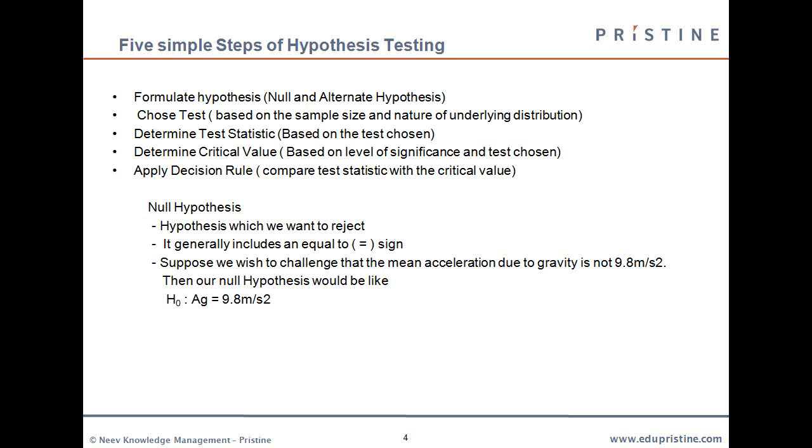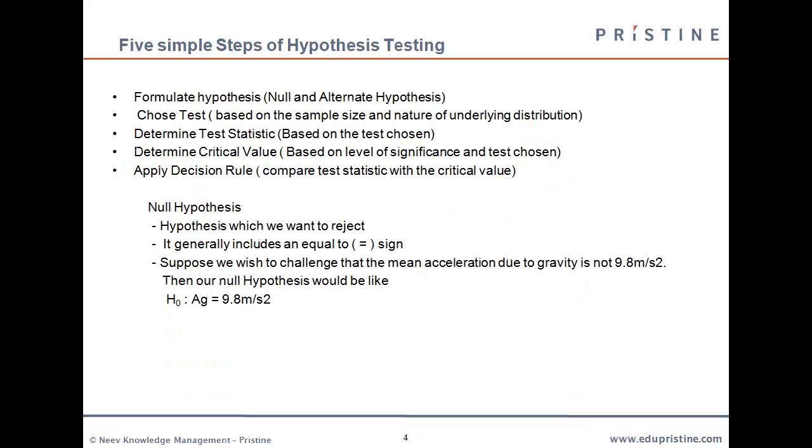After choosing the test, we have to determine the test statistic. Every test has a formula for the test statistic, which we will use to get the appropriate test statistic. Once we have determined the test statistic, we have to find the critical value. The critical value will be determined based on the level of significance and the test we have chosen. After we have determined the critical value, we have to apply the decision rule.